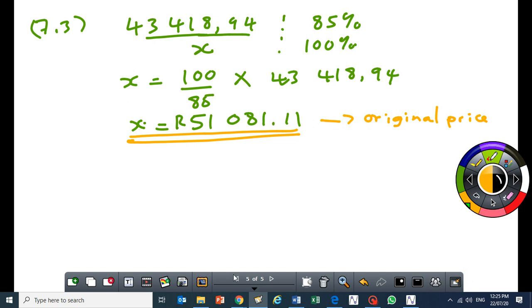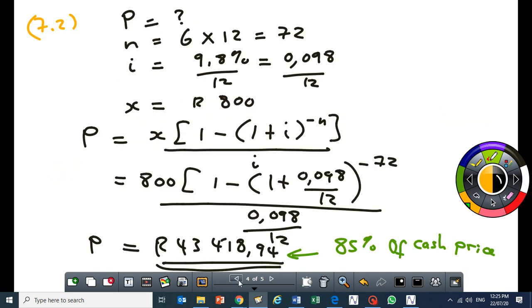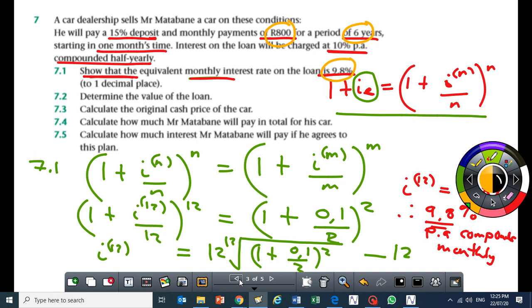If you're going to pay for the car in total, this is very important. The total amount is going to involve the following. It's going to include that deposit, the money that is going to be spent on the car. It will also include the amount that he borrowed plus its interest over those 6 years.